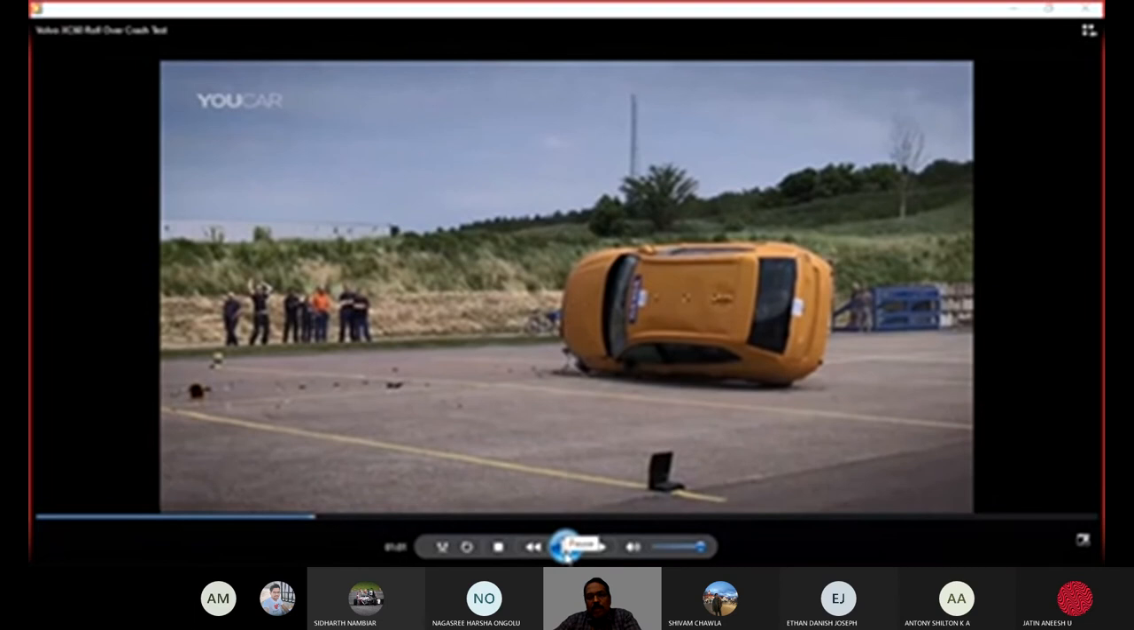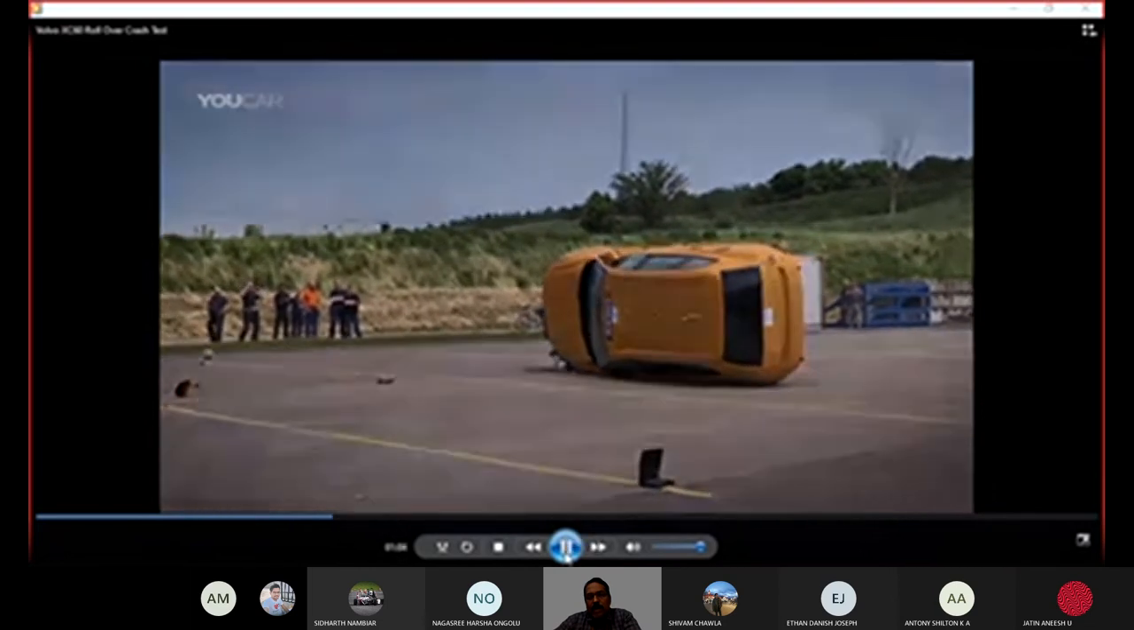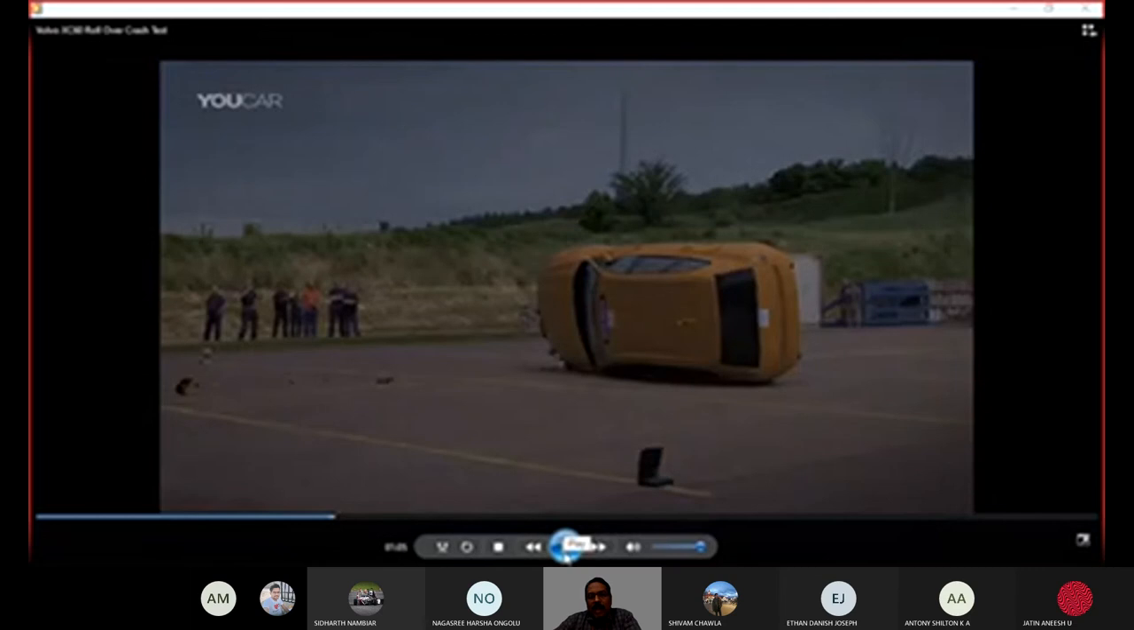Airbag is there, the dummy is intact. In this test, the dummy is not held on the seat, and there is no airbag. So if the airbag is deployed at that time, the dummies could have been held intact and the roof is not crushed. So there would be avoidance of serious injury or fatal cause in the rollover test.